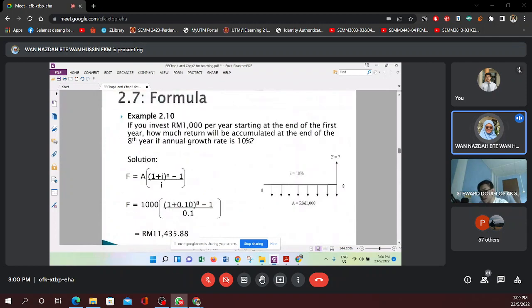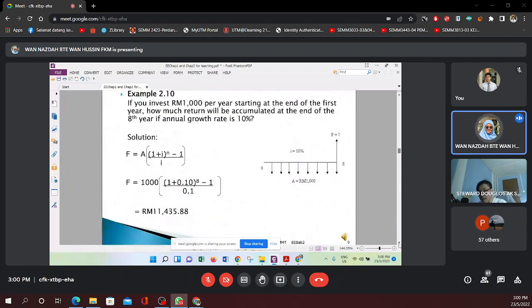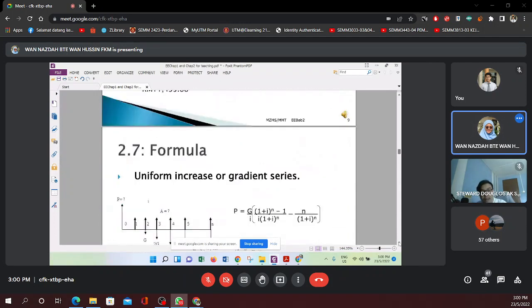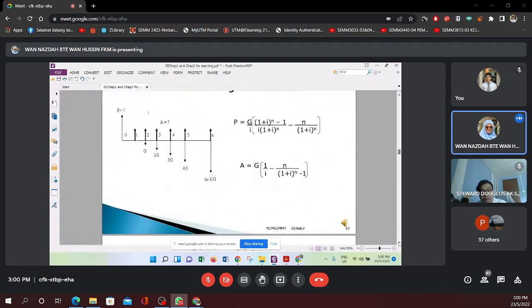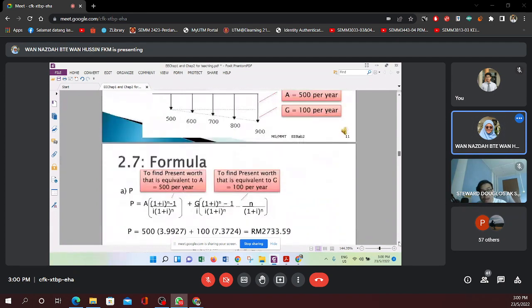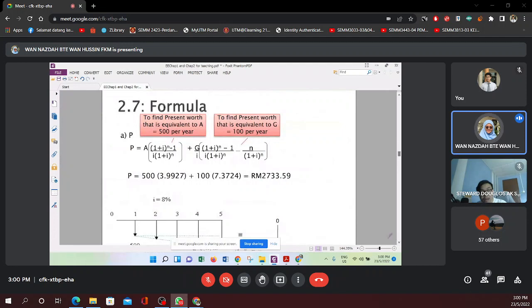Alright, you refer to which pair? Pair number 3 or pair number 2? This one. Is this pair number 2 or pair number 3? This one. You wanted to find the value of P where A is given and G is given to you. So this is pair number 2. Pair number 2, eh? Is it 2A or 2B?